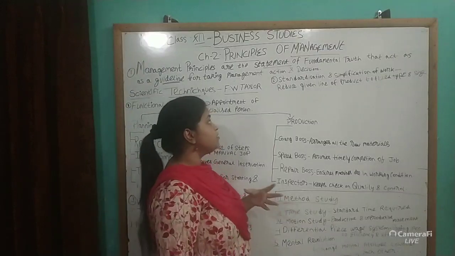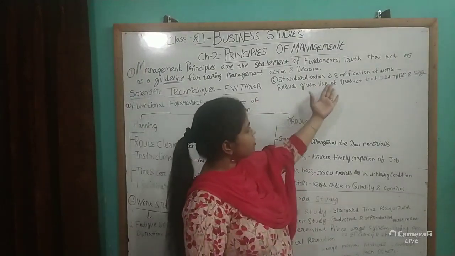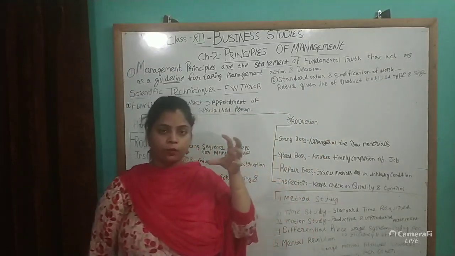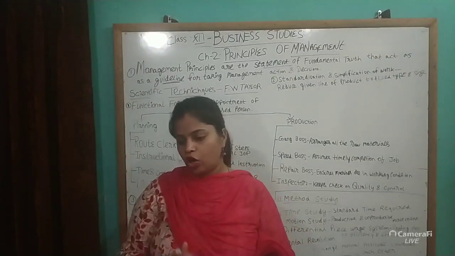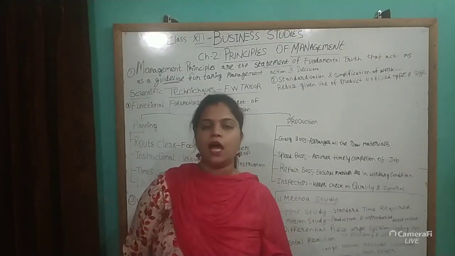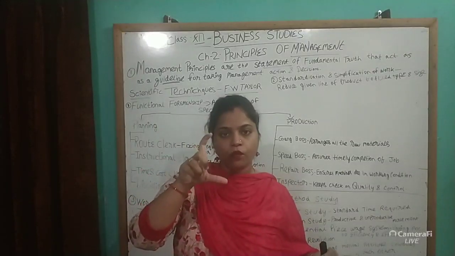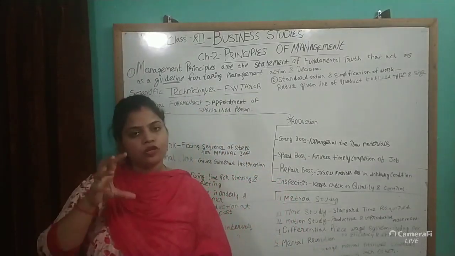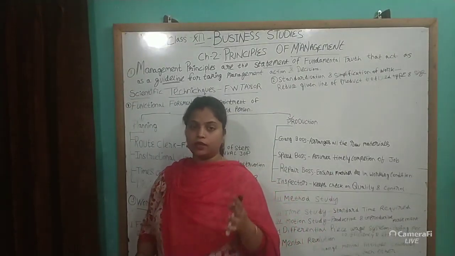Okay. Then the second technique developed by Taylor was standardization and simplification. Whatever product you make, it should be a standard one. The similar product should be standard. Okay, I gave you an example of a phone. If you are producing a specific model phone, all the phones of that model should be standard. Same size, same features, same price, standard.